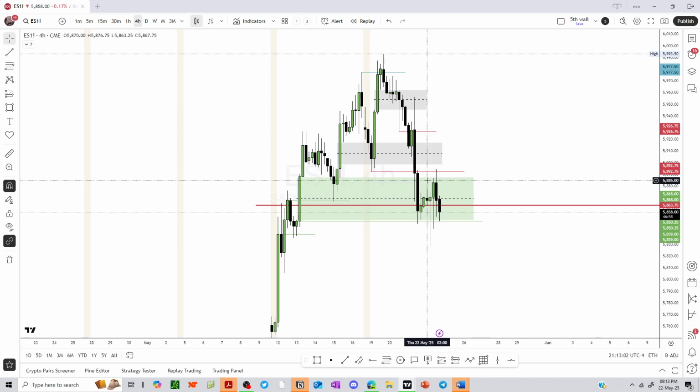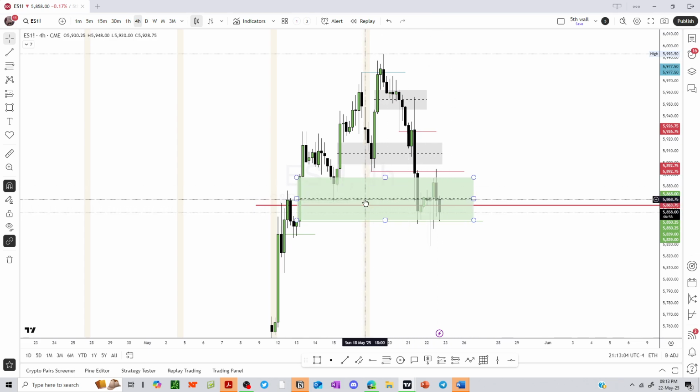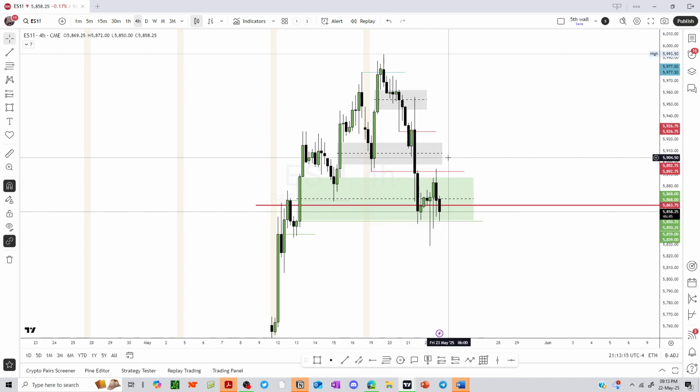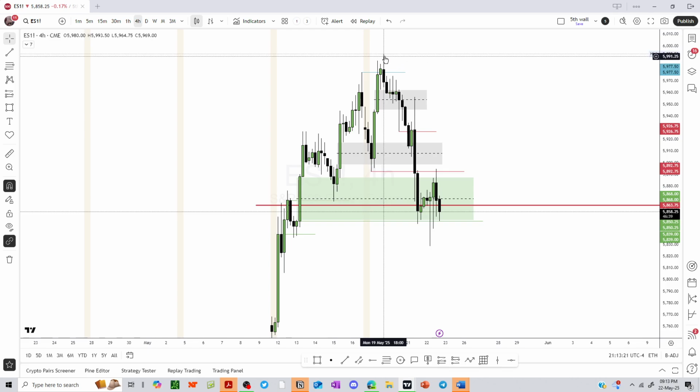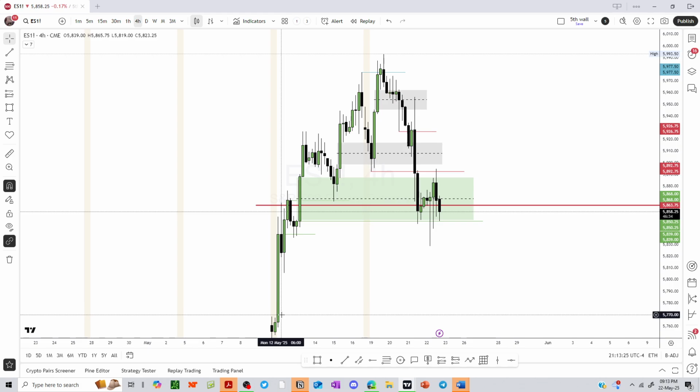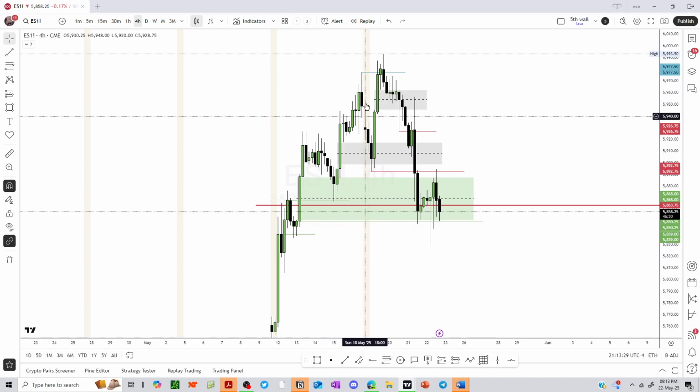So we are at the bottom quadrant of this bullish fair value gap. We did trade down into a discount, and it looks like Monday created the high of the week, and potentially, you know, Monday created the low of the week last week.